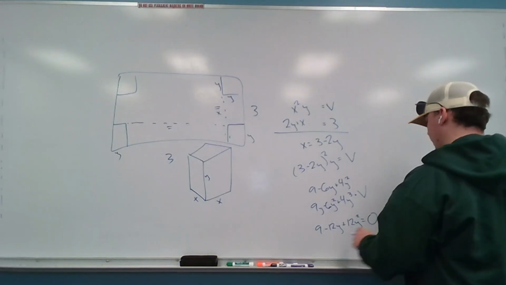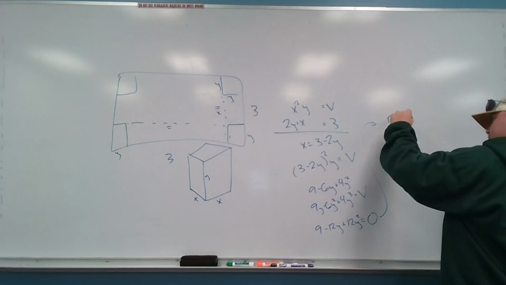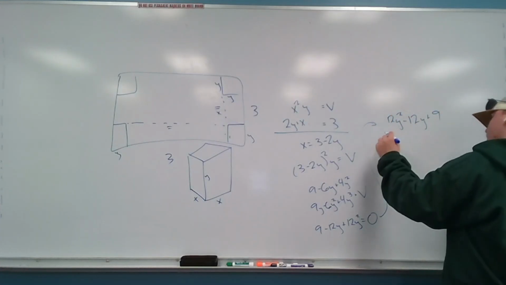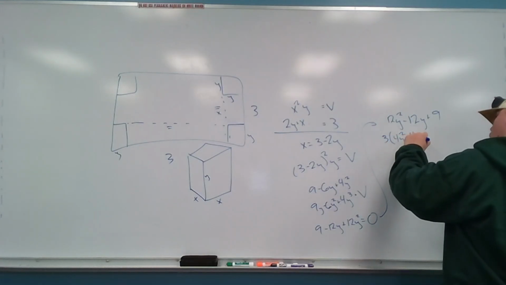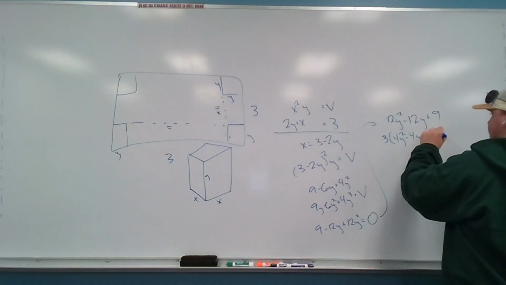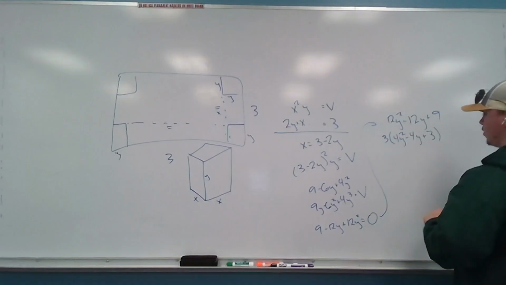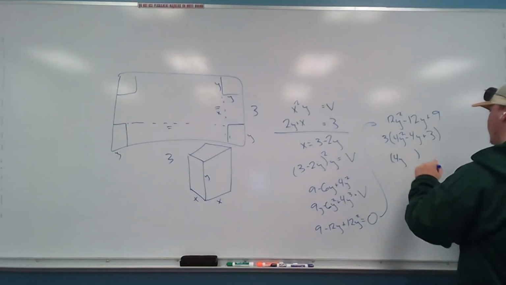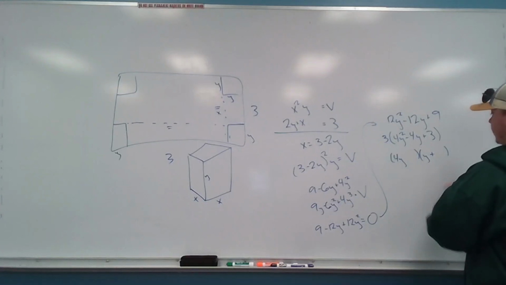So now let's solve. I'm going to rearrange this so it looks simpler. 12y squared minus 12y plus 9. We can factor out a 3, and we can get 4y squared minus 4y plus 3. And let's continue on with the factoring. So it'll be a 4y and then y. I believe this will be plus y plus 1.